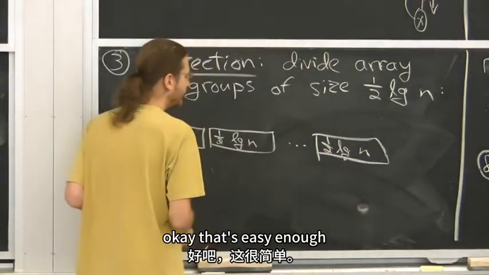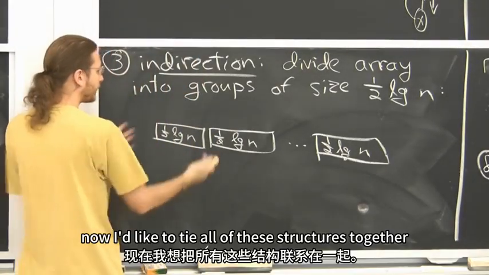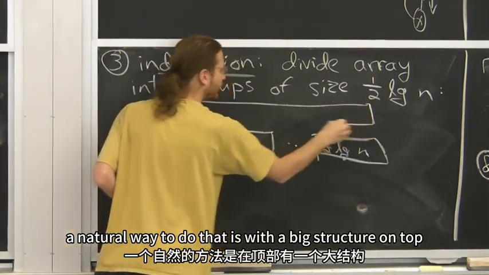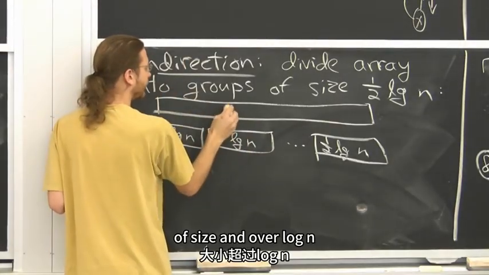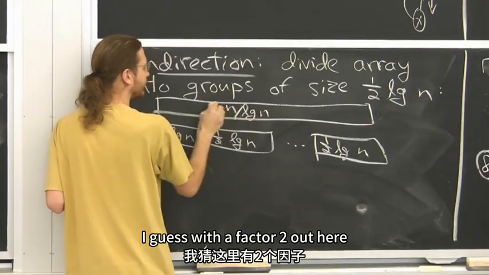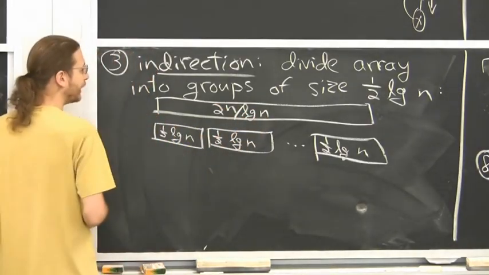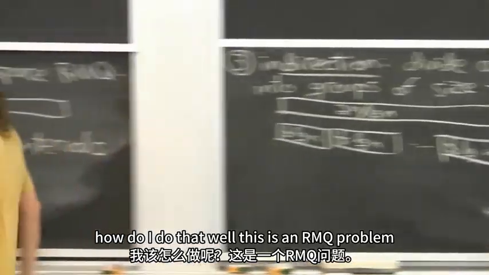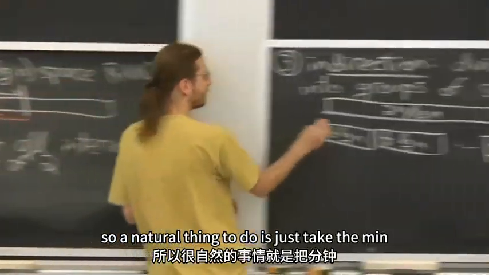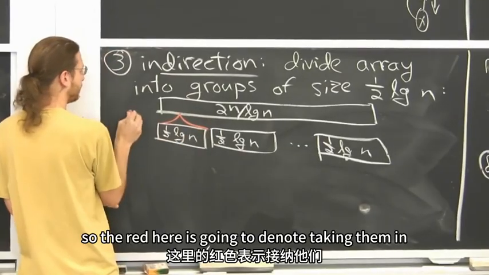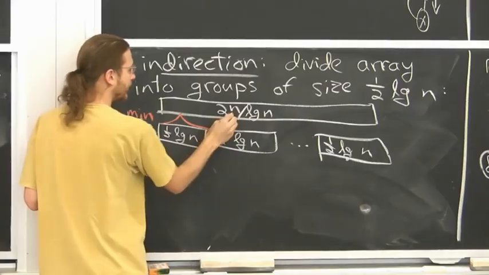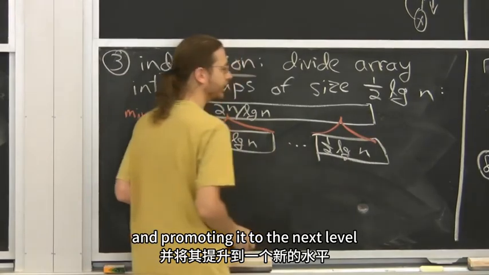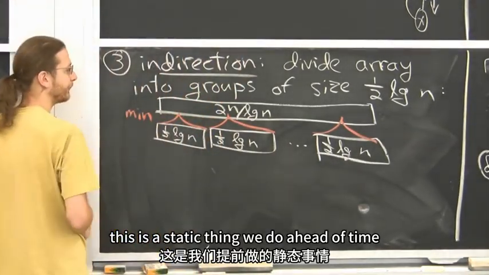Okay, that's easy enough. But now I'd like to tie all of these structures together. A natural way to do that is with a big structure on top of size n over log n. I guess with a factor 2 out here. N over half log n. How do I do that? Well, this is an RMQ problem, so a natural thing to do is just take the min of everything here. So the red here is going to denote taking the min. And take that, the one item that results by taking the min in that group, and promoting it to the next level. This is a static thing we do ahead of time.